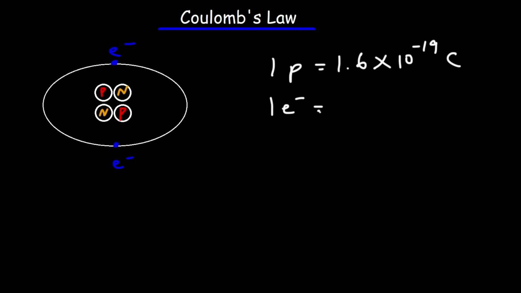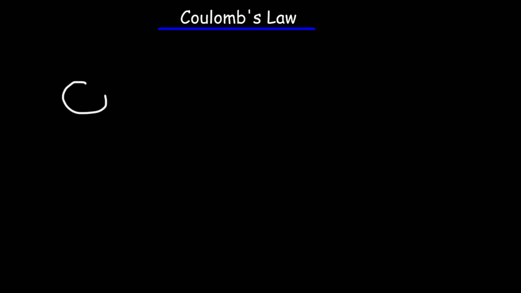Now, an electron has the same magnitude of charge, but with a negative sign. So the charge of an electron is negative 1.6 times 10 to the negative 19 coulombs. Now let's place a positive charge next to a negative charge. What's going to happen if we put these two charges next to each other? Let's call the first charge Q1 and the second charge Q2.